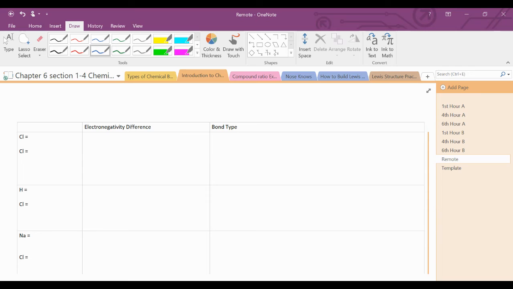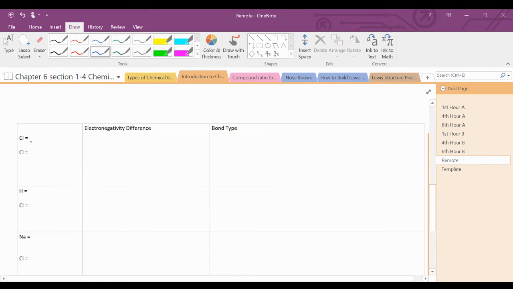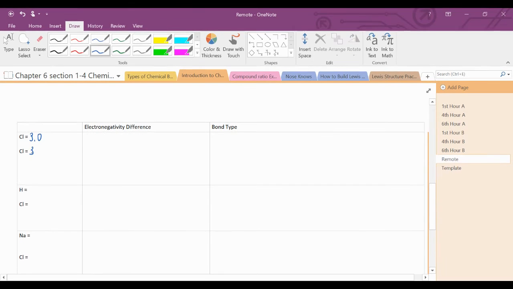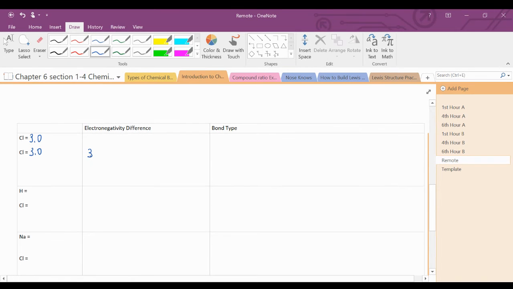So the first thing we're going to do is I have two chlorine atoms that are going to be bonded together. And so we want to determine the bond that's going to occur between those two chlorine atoms. So the first thing we're going to do is look up the electronegativity value for each of those chlorines. And so if you look at the table, it has a value of 3.0. And then we're calculating electronegativity difference. So we're going to subtract the two values.